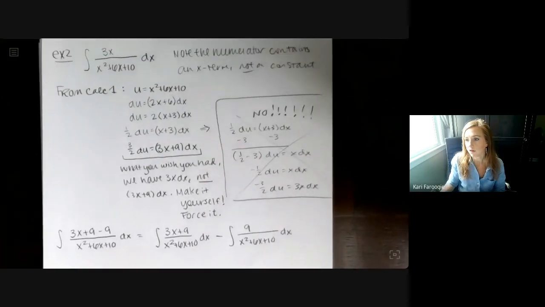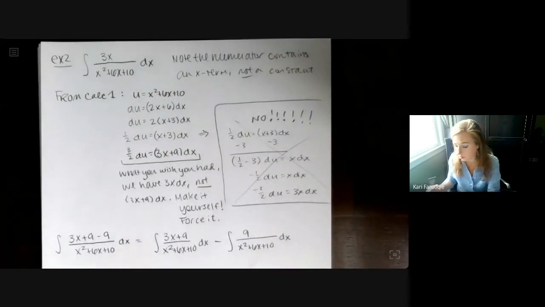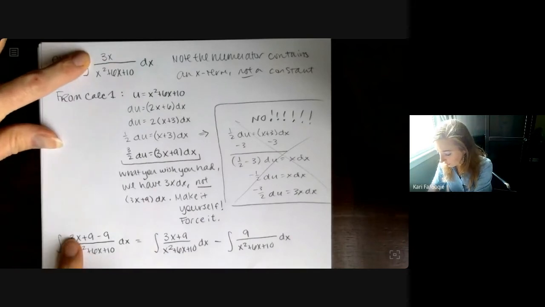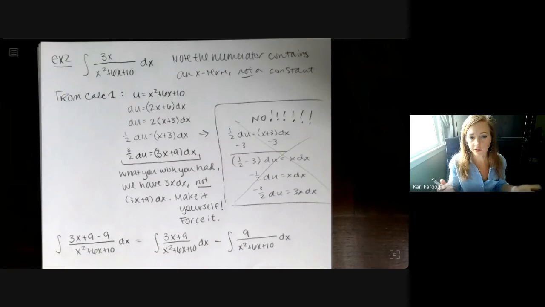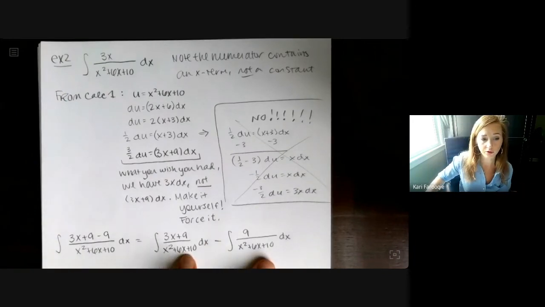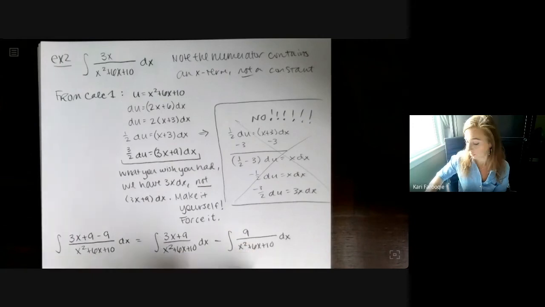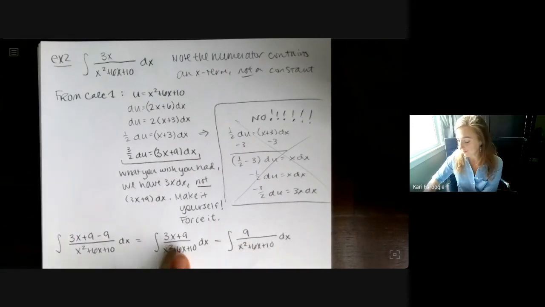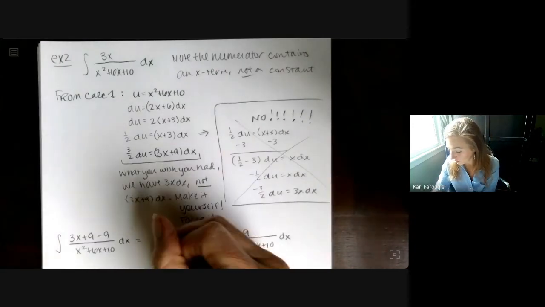All right, so we have not actually changed the integral. We still have 3x. We just added 9 and subtracted 9. 3x plus 9 minus 9 is still 3x. But now we've written it into two different integrals where we know how to solve the first one. So this one we know is a u substitution.